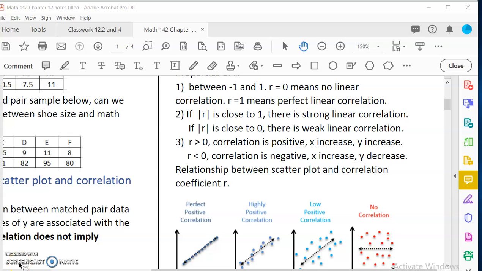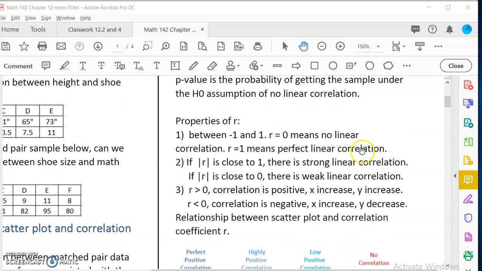Hello, statistics student. This video is for chapter 12.2 and 12.4. We're looking at scatter plot and correlation. So we saw in the last video that scatter plot is useful for looking at the general patterns of the line of the points, if they are upward trend, downward trend, and if there's any nonlinear correlations.